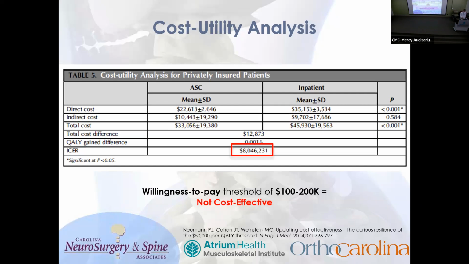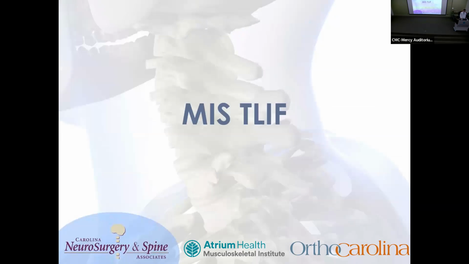For privately insured patients, that number was $8 million. And so we thought this was very convincing that ACDF, you can perform safely, effectively at significantly reduced cost in the ambulatory setting. Really, the next hurdle is lumbar fusion.